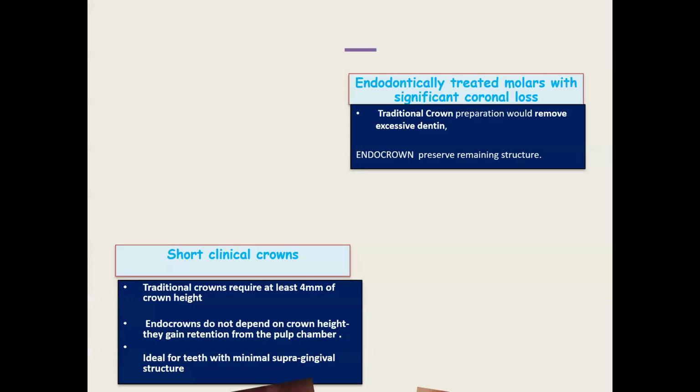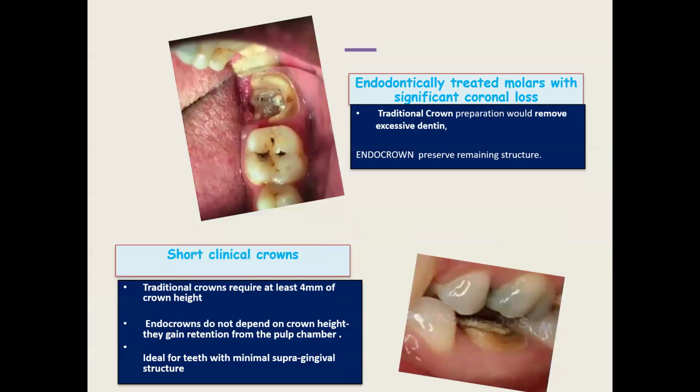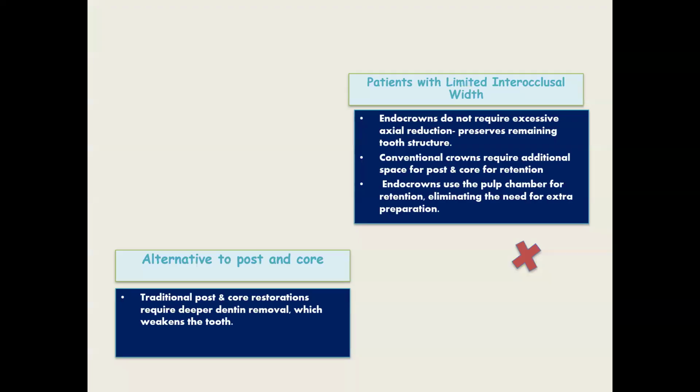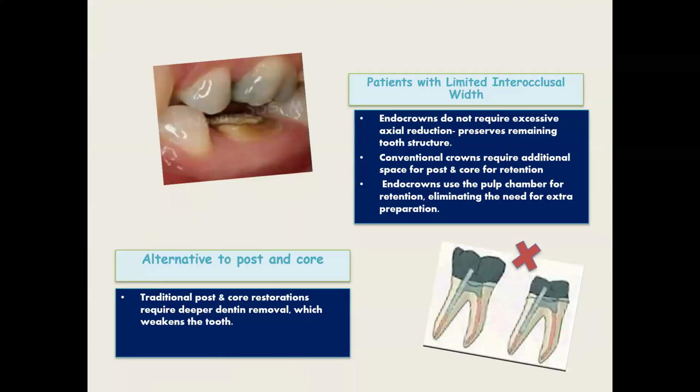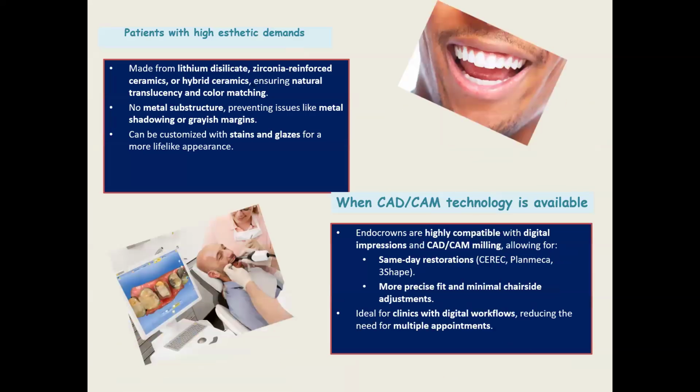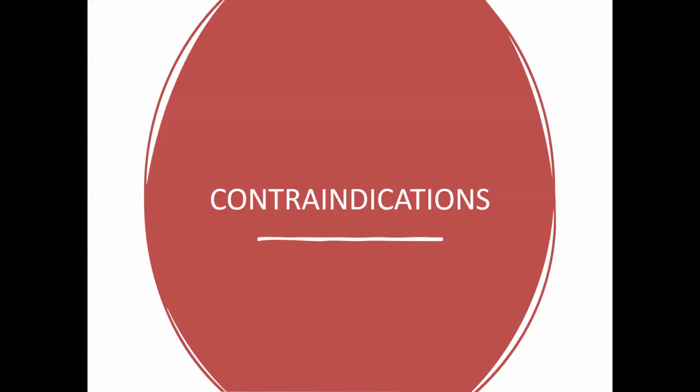So we will see some indications. The indications for endocrowns are: one, short clinical crowns, and endodontically treated molars with significant coronal loss. It can be an alternative to post and core. The second one is patients with limited interocclusal width, and patients requiring high aesthetic demands. When CAD-CAM technology is available, you can think about giving an endocrown.